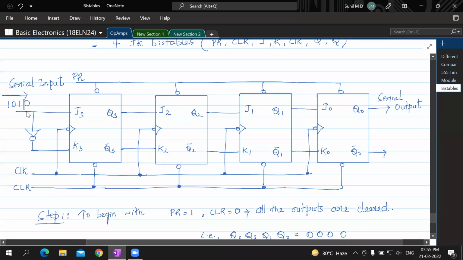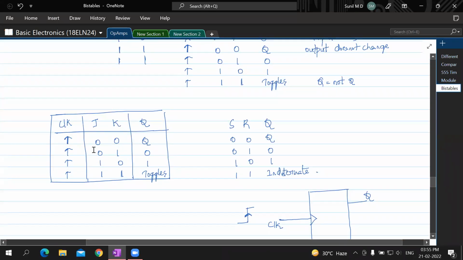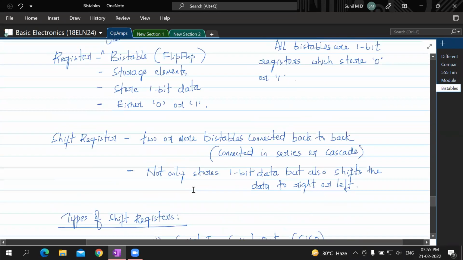What is the input now? The first bit is 0. The first bit that should come in is 0. Understand? So when the first bit that has to come in is 0, J of this flip-flop is 0. So if J of this flip-flop is 0, what is K of that flip-flop? It is 1. So when JK is 0, 1, what happens here? Q is 0, Q bar is 1. Yeah, this is the combination we are seeing. When JK is 0, 1, Q is 0, Q bar is 1. So that is what is happening here.